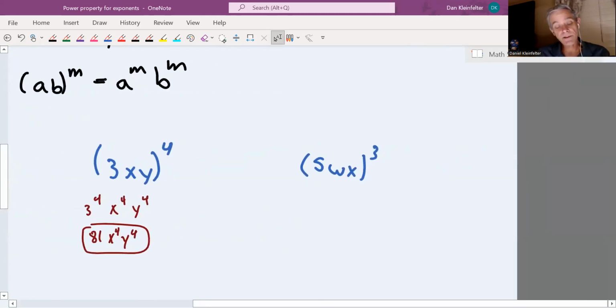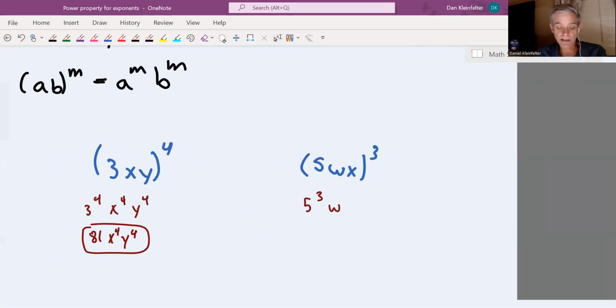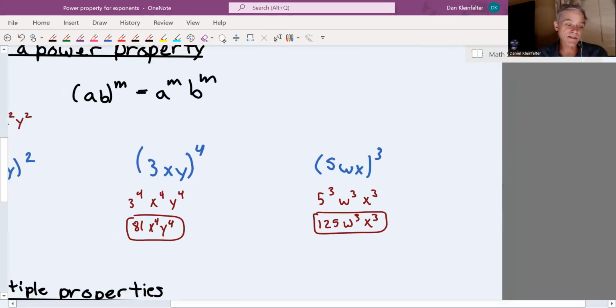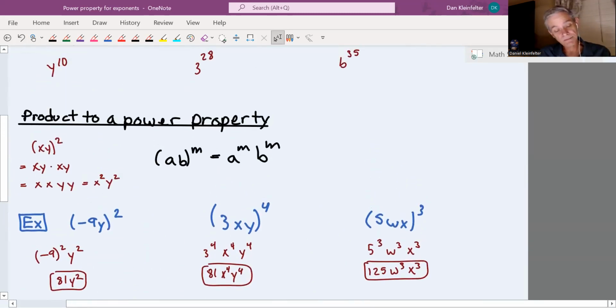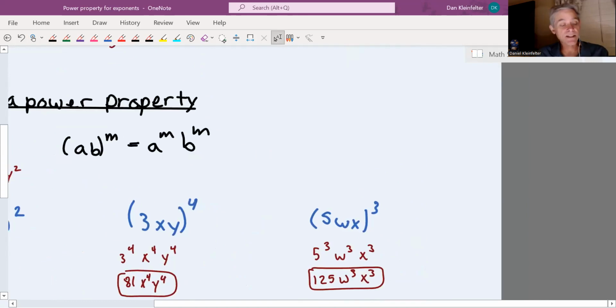Okay, (5wx)^3, that'll be 5 cubed, w cubed, x cubed, 125 w cubed x cubed. When you raise a product to a power, you can give that exponent to each of the factors inside. It's important to note that that's for a product.